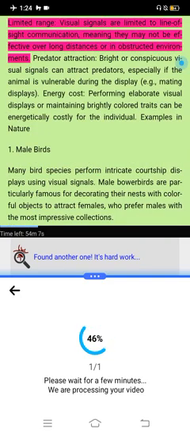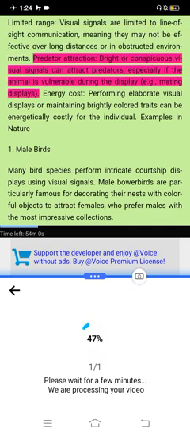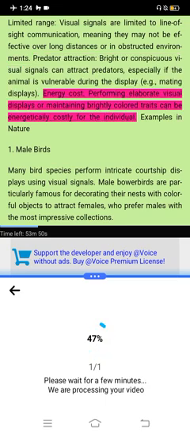Disadvantages. Limited range. Visual signals are limited to line-of-sight communication, meaning they may not be effective over long distances or in obstructed environments. Predator attraction. Bright or conspicuous visual signals can attract predators, especially if the animal is vulnerable during the display, e.g., mating displays. Energy cost. Performing elaborate visual displays or maintaining brightly colored traits can be energetically costly for the individual.